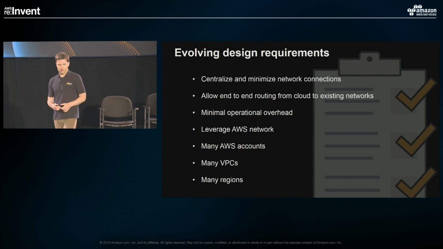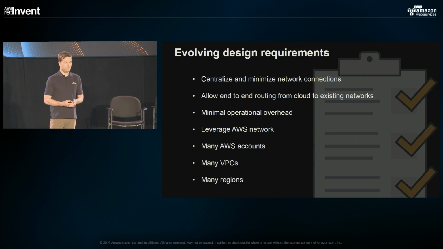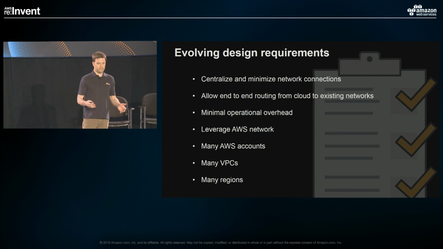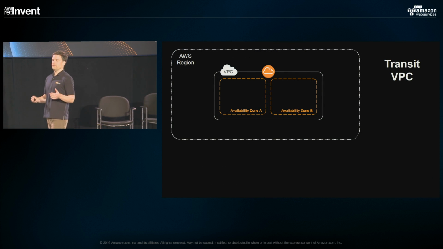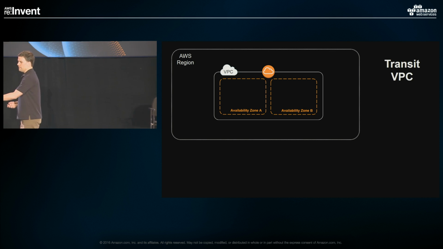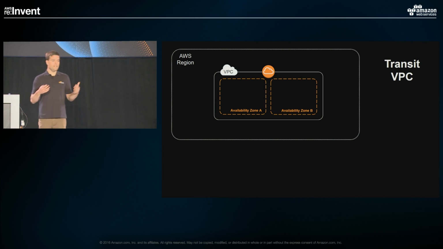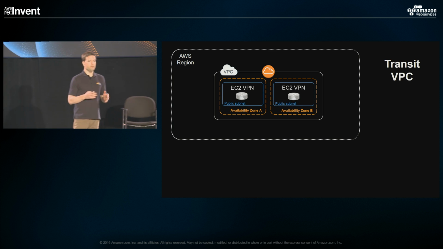So here are our requirements now. Again, we're centralizing and minimizing the network connections, but now we want to allow end-to-end routing, with minimal operational overhead, and we want to leverage the AWS network with many AWS accounts, many VPCs, and many regions. This is where we bring in the concept of a transit VPC. A transit VPC is dedicated to just facilitating connectivity between networks. So we keep it as simple as possible.